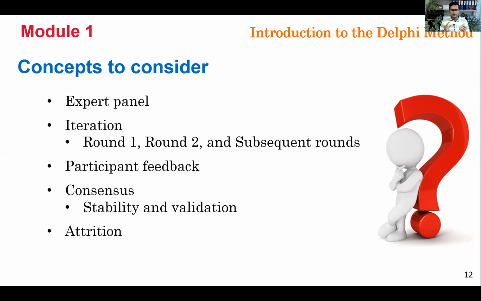Consensus. Define if consensus is being used to determine if agreement exists or as a stopping guide. Differentiate between stability, agreement, and consensus. Stability of response should not be confused with consensus. Lastly, attrition. Consider only recruiting participants with an interest in the topic. Ensure participants are fully informed of the commitments and the process of the Delphi study. A non-disclosure agreement can also be signed between researchers and panel members.